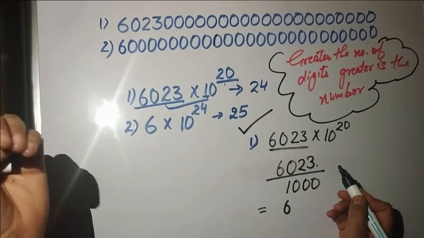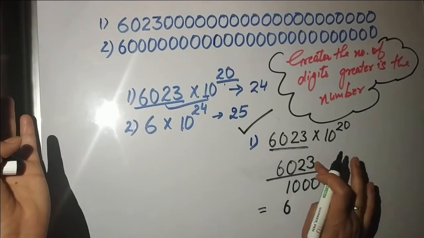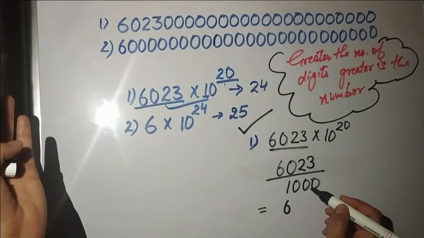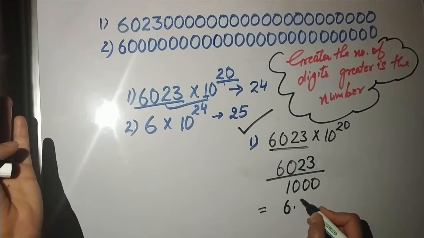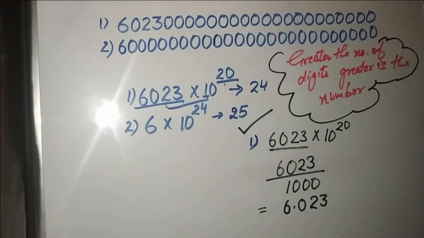6023 means 6023.0. That means the decimal is here right now. So I'm going to shift it backwards. By dividing by 1000 I can do so. So this number will become this.